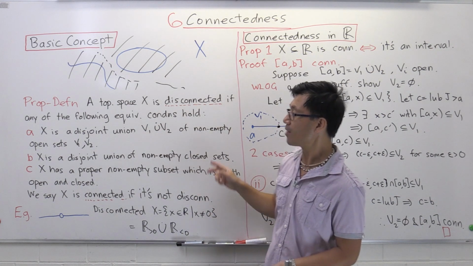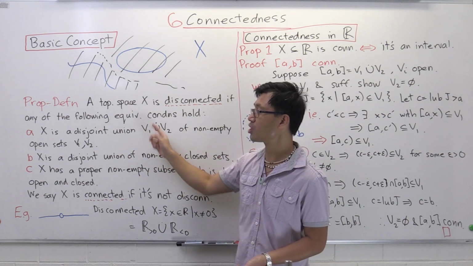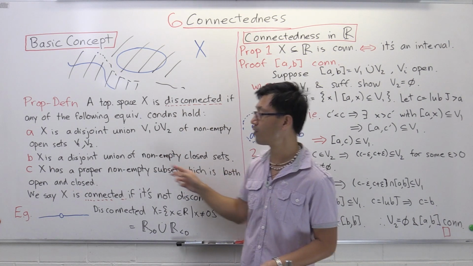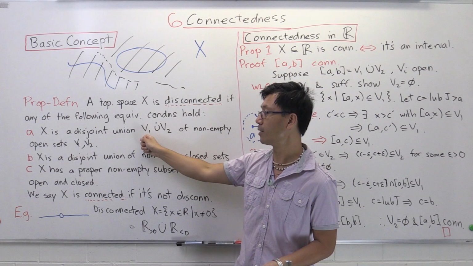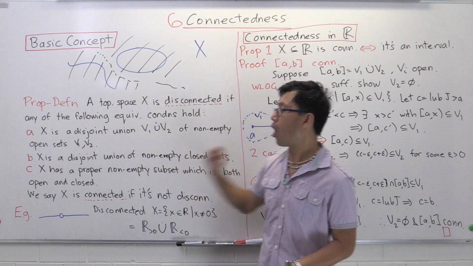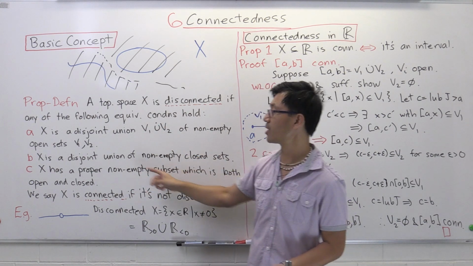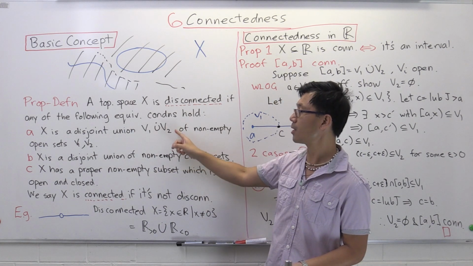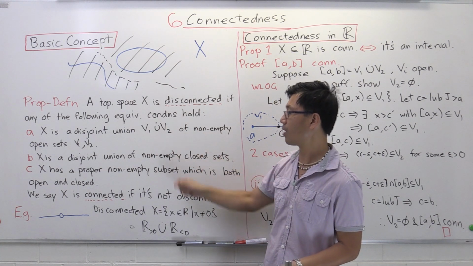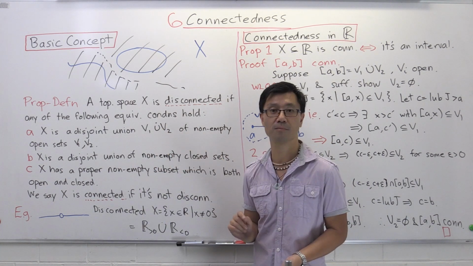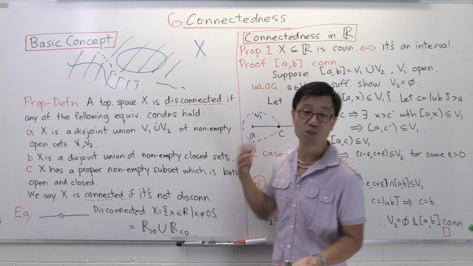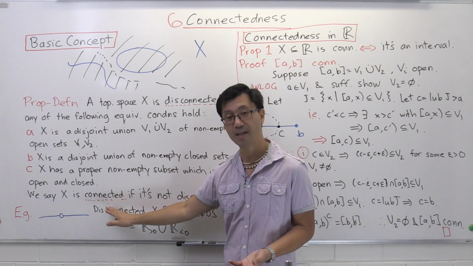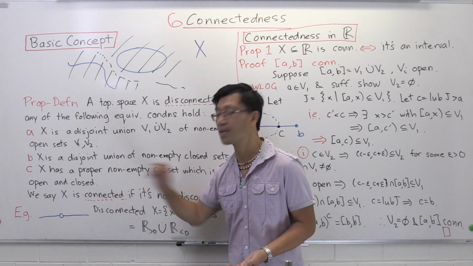So these two conditions for being disconnected are equivalent to the condition that X has a proper non-empty subset, V1, which is both open and closed. Proper means that it's not all of X, so that its complement is not empty, and of course you want it to be non-empty as well. So that's the definition of disconnectedness, and a space which is not disconnected is connected.